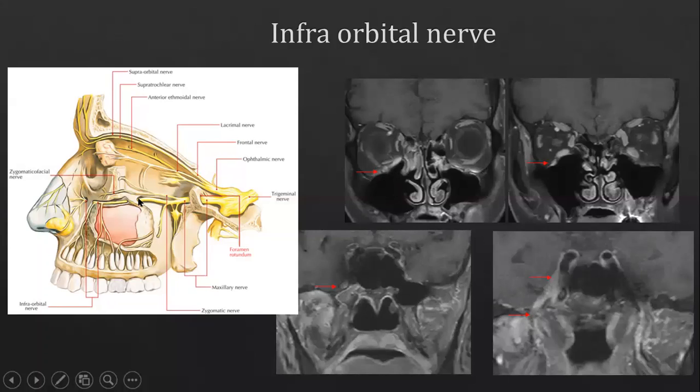But this example here really is to illustrate the anatomy of the infraorbital nerve, which is a continuation of the maxillary nerve, but also to show the anatomy of the foramen rotundum. And we will come back to this later on. These are the foramina ovale with the contained mandibular nerves.